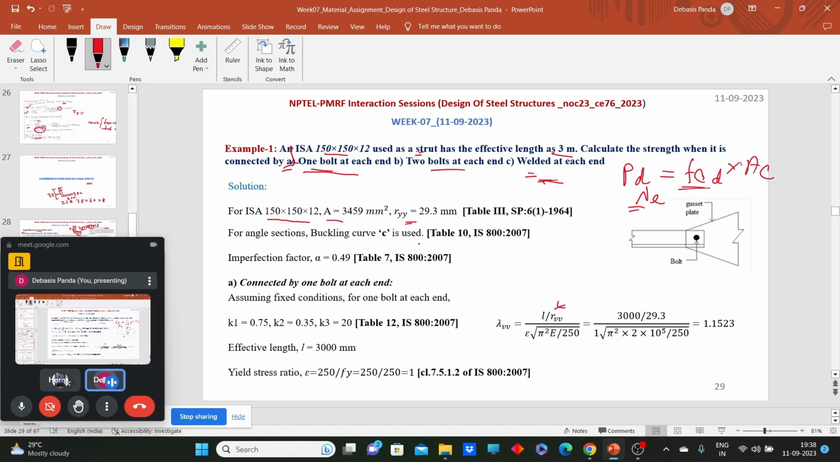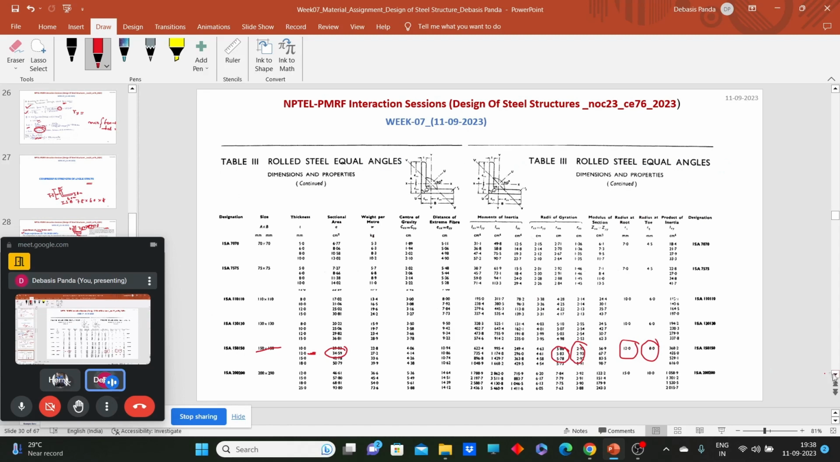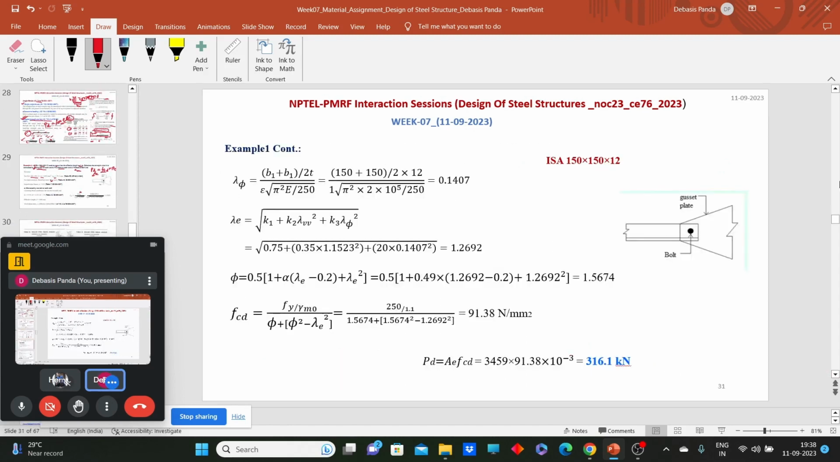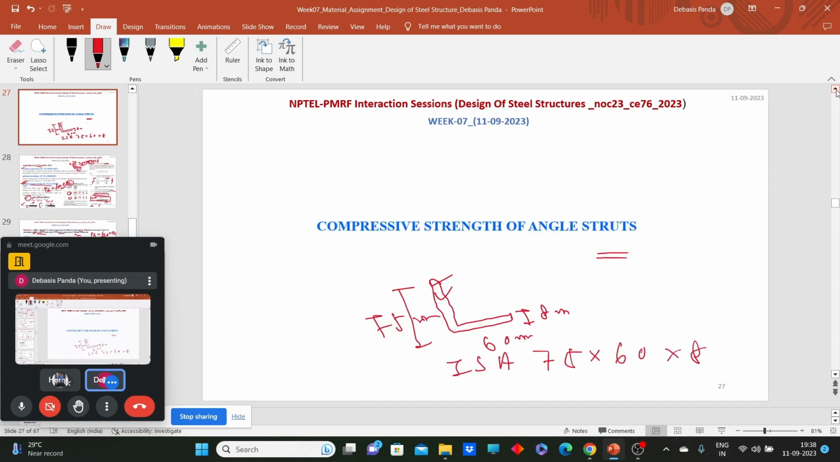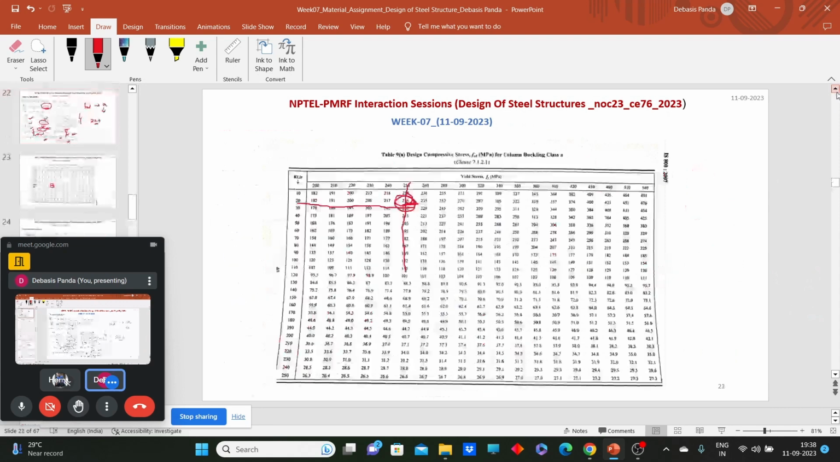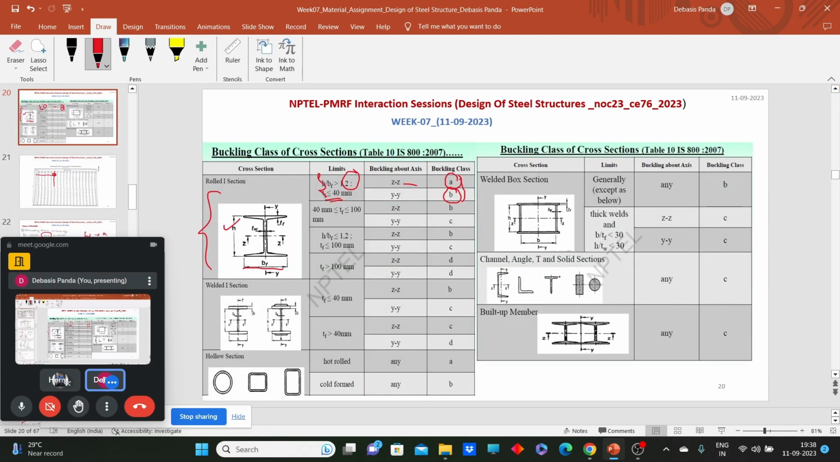Now angle sections. Which buckling class do angle sections come under? What is the table of that buckling class? Let's go and check it out. Yes. So here the angle section. Angle sections come under buckling class C.